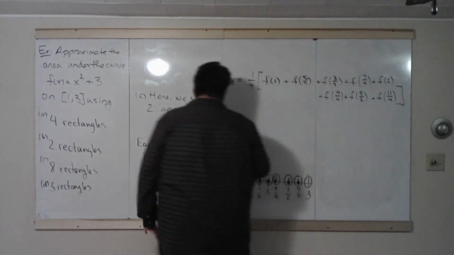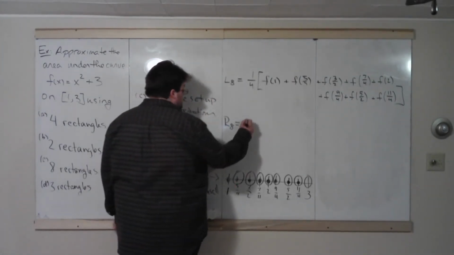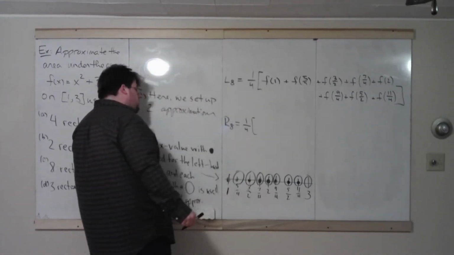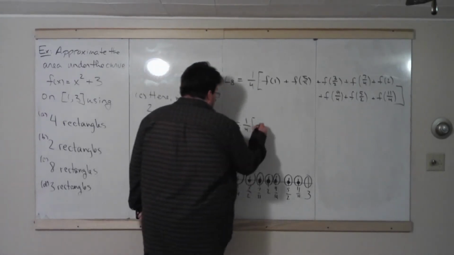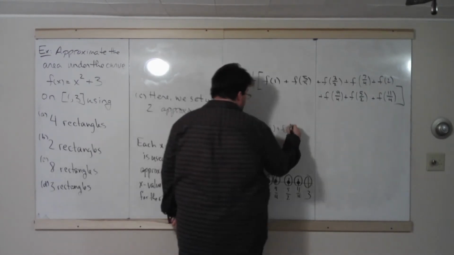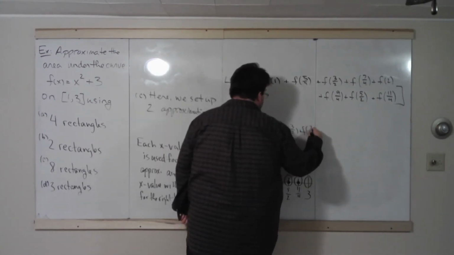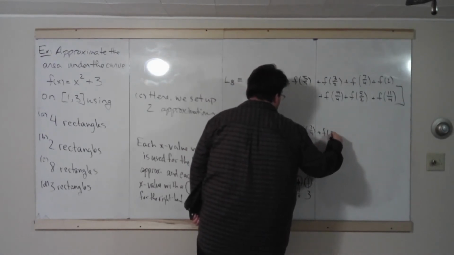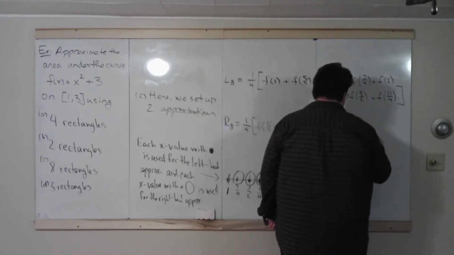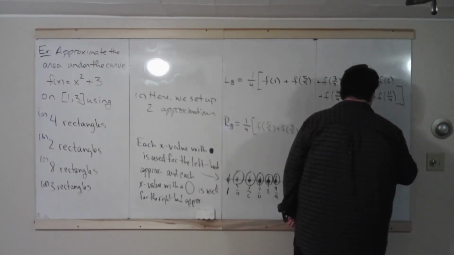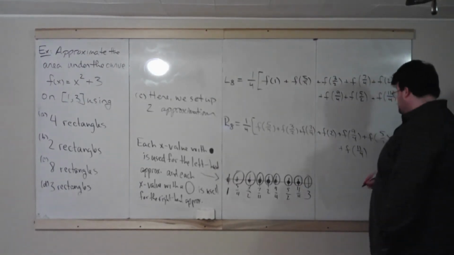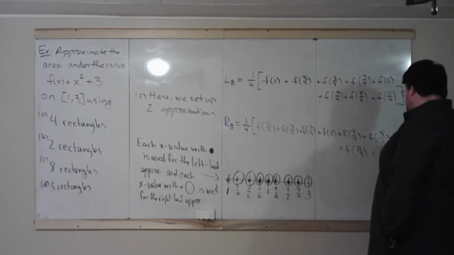Well, we're still finding areas of rectangles. The bases of the rectangles are still a quarter, but here we're using the right-hand endpoint. So we're going to start with the open circle at 5 quarters. So times f of 5 quarters plus f of the next thing, 3 halves, plus f at 7 quarters, plus f at 2, plus f at 9 quarters, plus f at 5 halves, plus f at 11 quarters, and then we include the last one, because we're using right endpoints, plus f at 3.